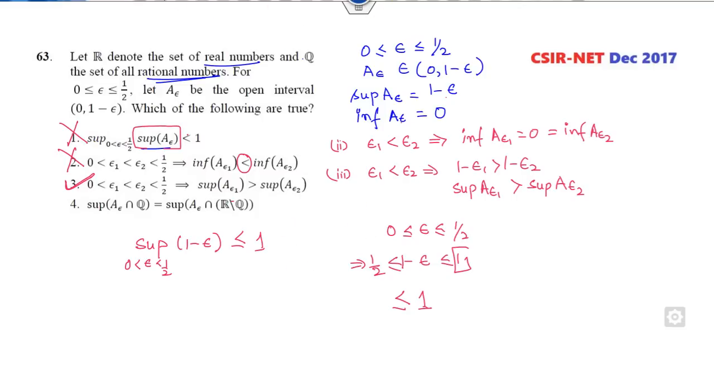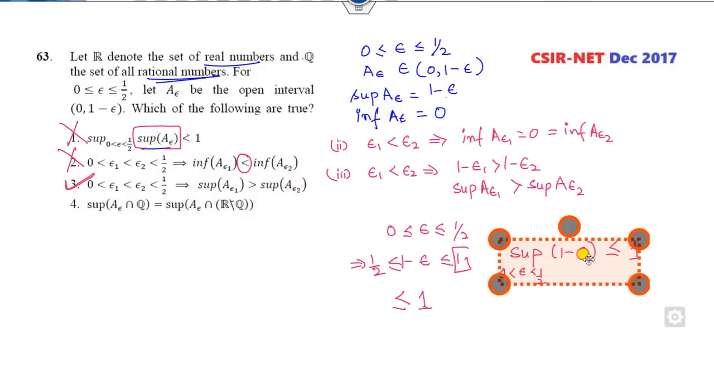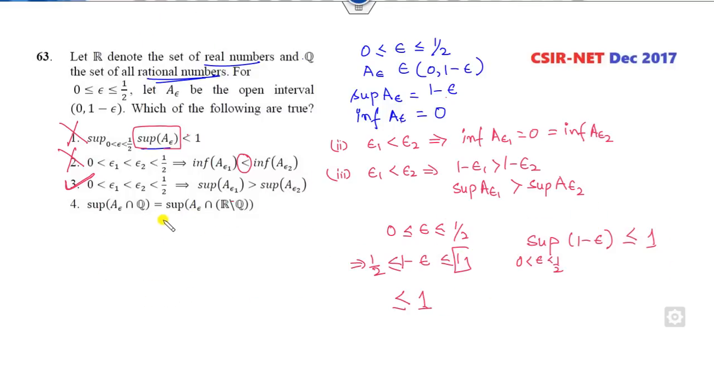Now look at the last option. So I can write this term. How can I open this term? This is the supremum of A epsilon intersection R, it's a minus. So I can write this as the supremum of A intersection Q complement. Fine. So that's simple.